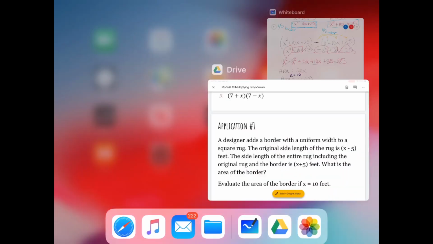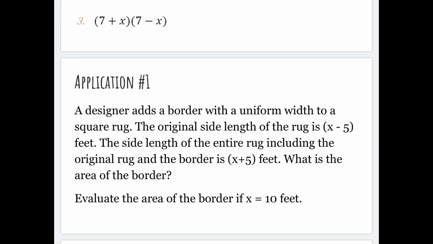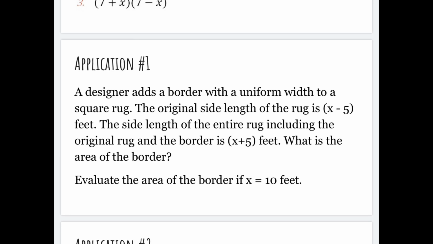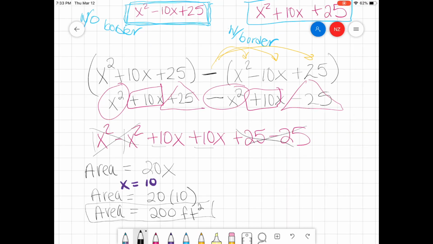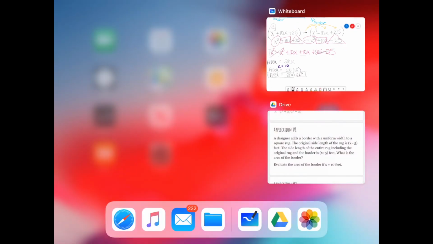All right, so if I go back here, make sure I answered. A designer adds a border with a uniform width of the square rug. The original side length is this, and then the side length of the entire rug, including the original rug and the border, is x plus 5. What is the area? So we multiplied and then subtracted the original rug to get the area of just the border. Then we plugged in 10 feet to find the area of the border as a number, which was 200 feet squared. And now we finished the first application problem. Okay, so let's go back to the next application problem.